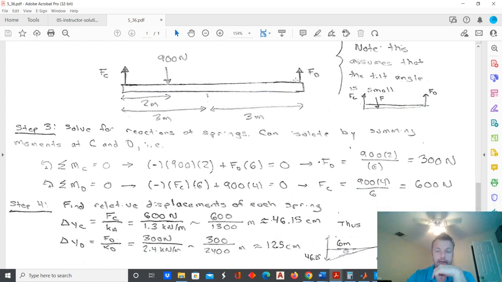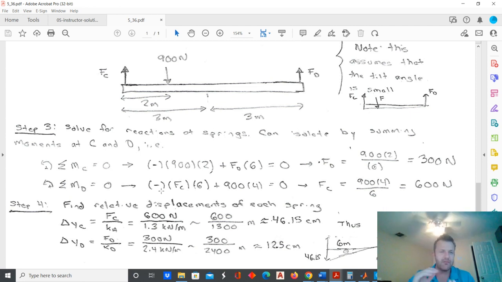Do the same thing to find the reaction at C, sum all the moments about point D. Notice if you're pinning at point D, in that case, the 900 Newton force will cause a counterclockwise rotation, so it gets the positive sign. It is at a perpendicular distance. Well, remember, if the whole beam is 6 meters, and this is 2 to the right, this remaining distance is 4 meters.